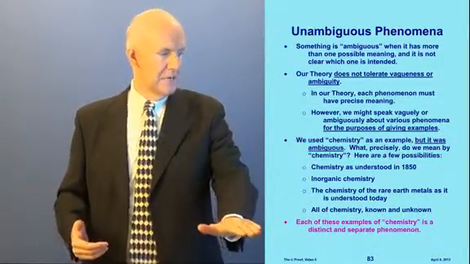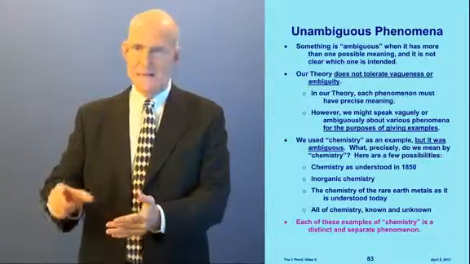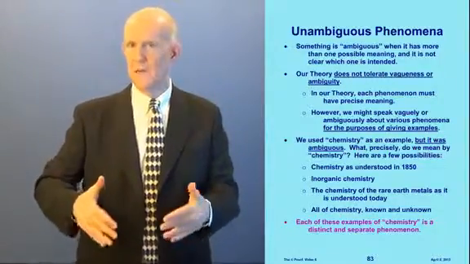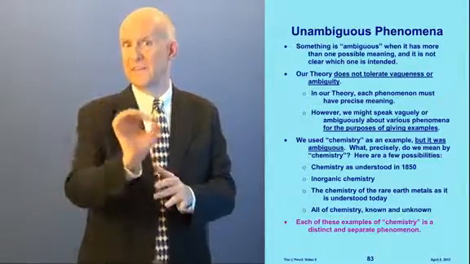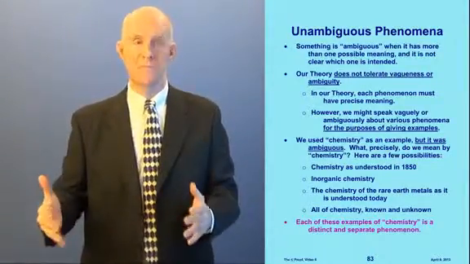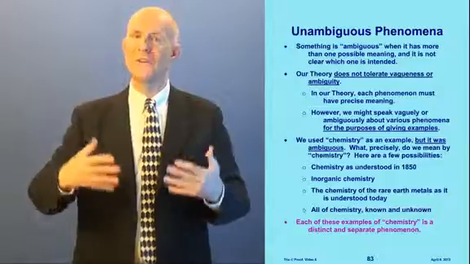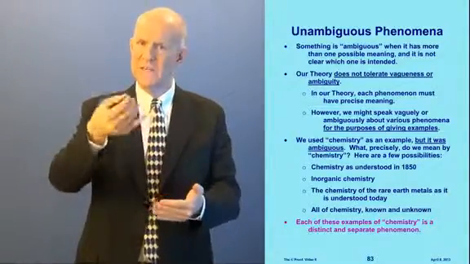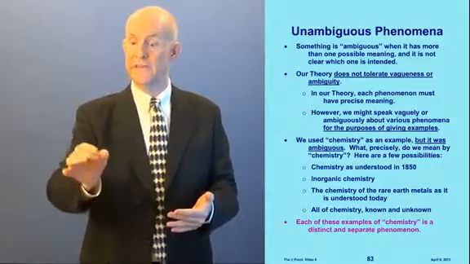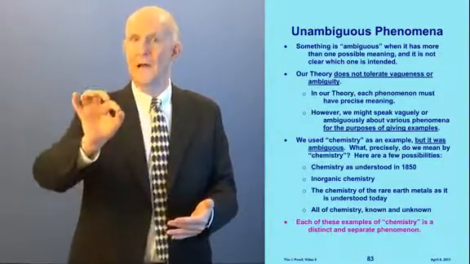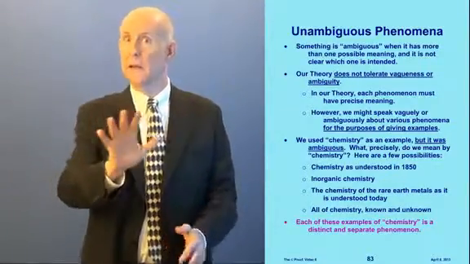But each of these examples is a distinct and separate phenomenon. So even though I say chemistry, it could be a million different exact phenomena that I might mean. The important thing to understand is that when we say our phenomenon is an undefined term in our theory, and this variable x represents a phenomenon, we mean a precise phenomenon, not an ambiguous one.